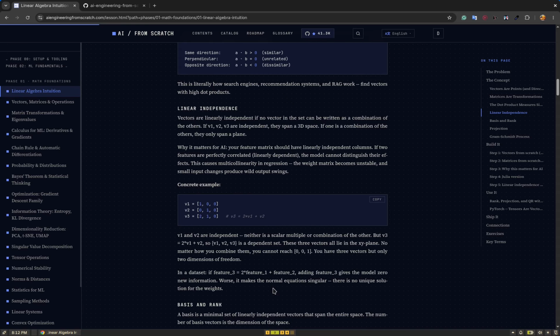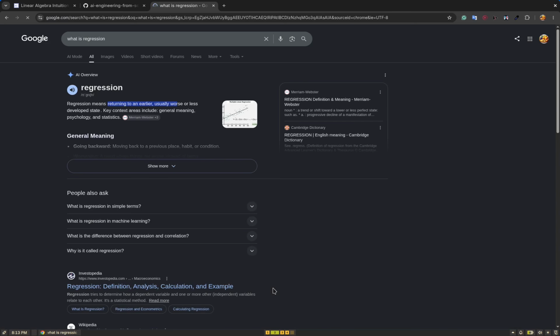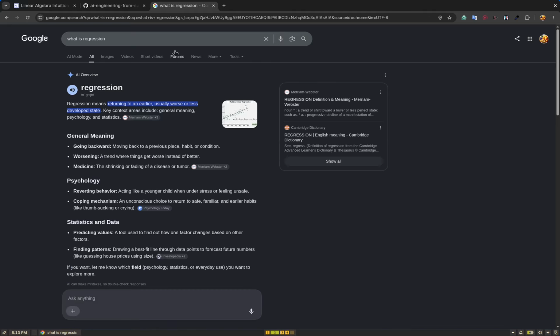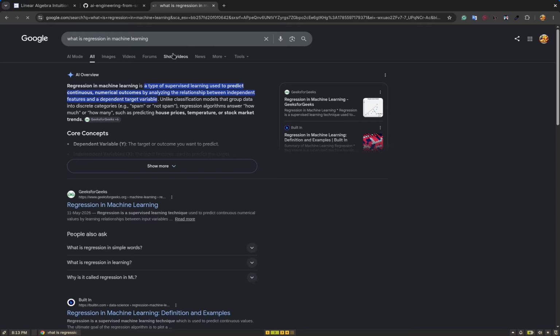One thing I want to understand the definition of is regression. What is regression? Returning to an earlier, usually worse or less developed state. Regression in machine learning: a type of supervised learning used to predict continuous numerical output by analyzing the relationship between independent features and a dependent target variable. Unlike classification models that group data into discrete categories, like spam or not spam, regression algorithms answer how much or how many, such as predicting house prices, temperature, or stock market trends.